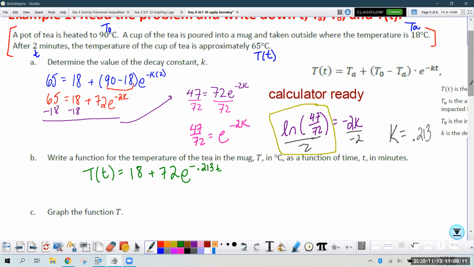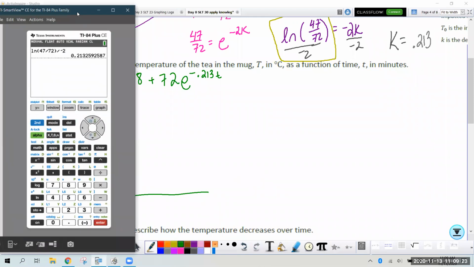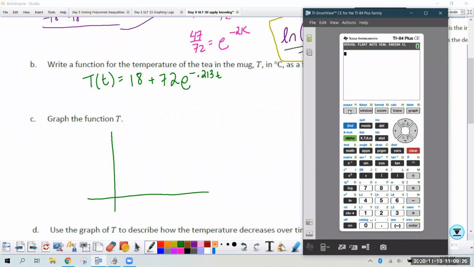Okay, so then part C says graph the function. So we're just going to make a sketch. I'm going to use my calculator again. So to graph, we hit y equals, and I'm going to type 18 plus 72 e to the negative 0.213x. Now, if I just hit graph, I'm not going to see anything because my window is 10 by 10.